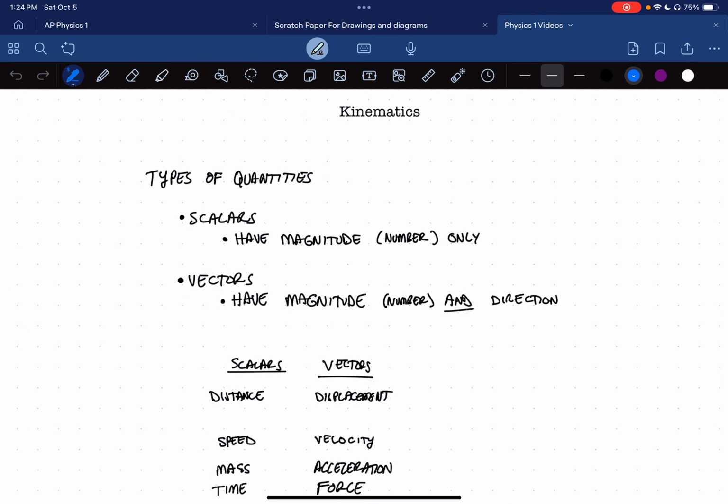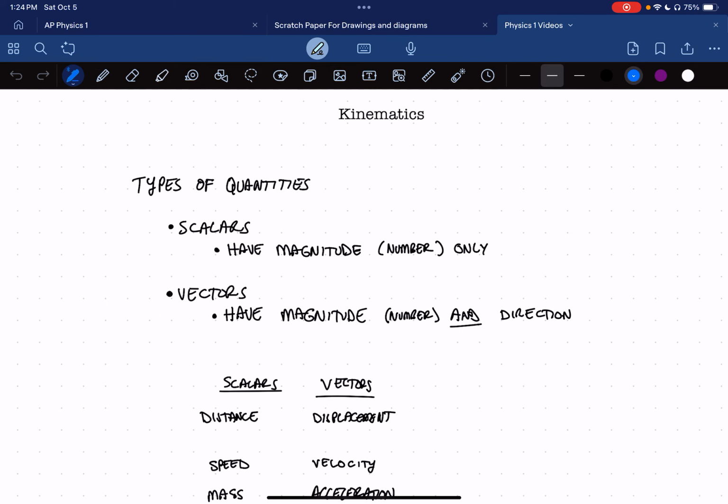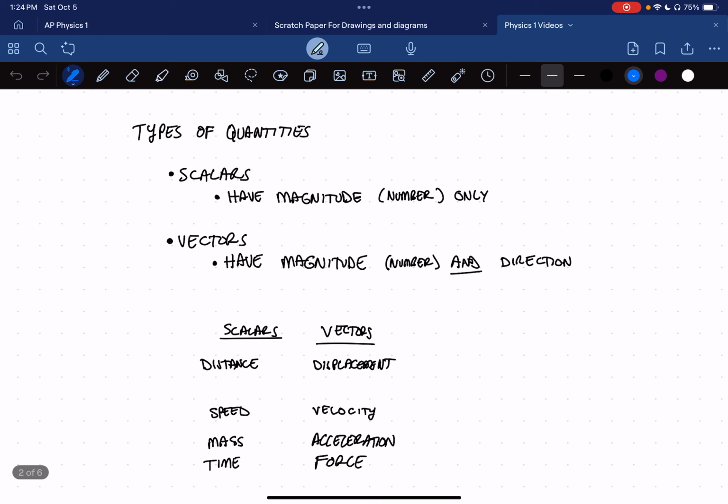This lesson is about kinematics. It's one of the tools we'll be using a lot in this class. It's the analysis or study of motion. Before we get into that, I just want to go over two types of quantities we have in physics. There's scalars and vectors.